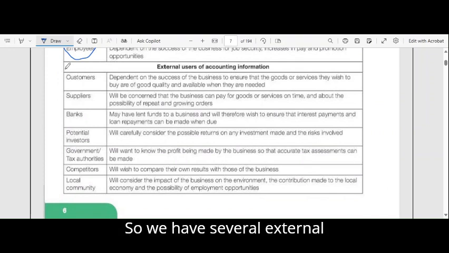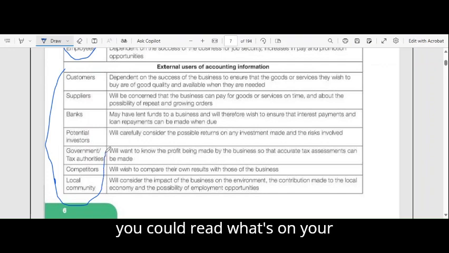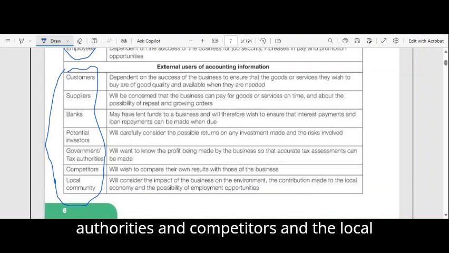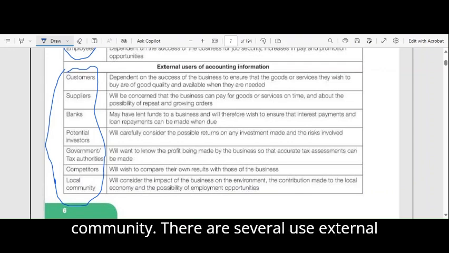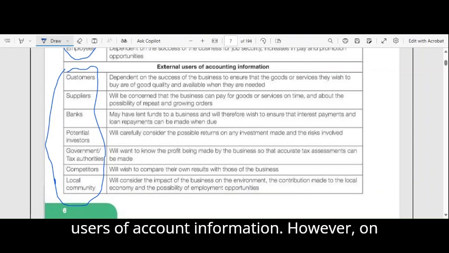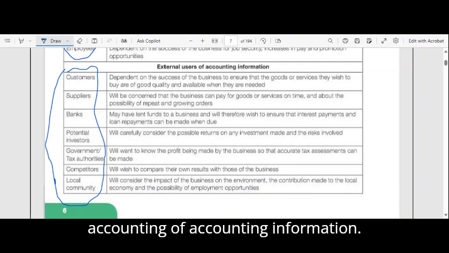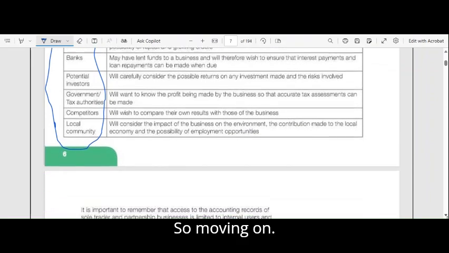So we have several external users. I'll just give you the names and you can read what's on your page right now. You have seven external users of accounting information. We have the banks, suppliers, customers, potential investors, government tax authorities, competitors, and the local community. There are several external users of the accounting information. However, on the small end of things, we have three users of internal accounting information. So moving on.